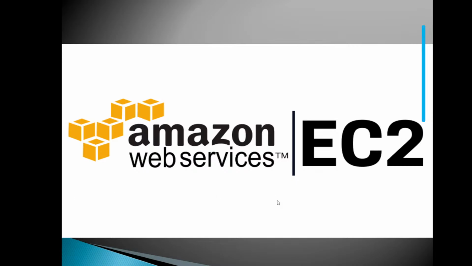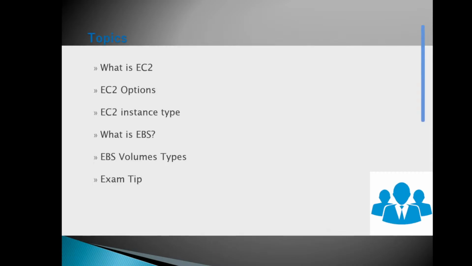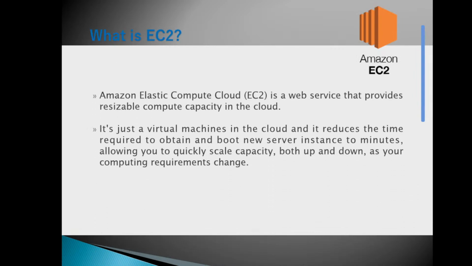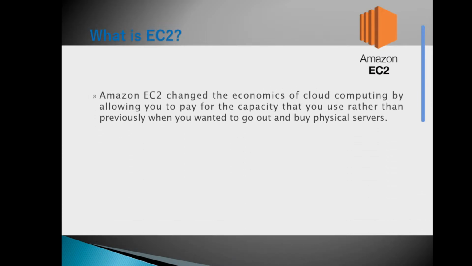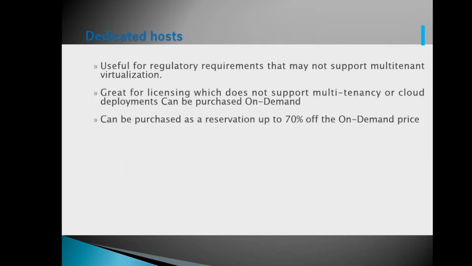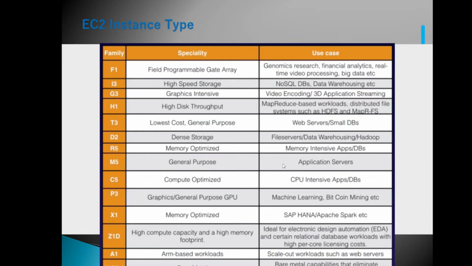Okay, so till now we have covered what is EC2, the basics of EC2. Then we have seen the theory about options available in EC2. Then we have gone through the family of EC2 machines. What are the different types of EC2 machines available?